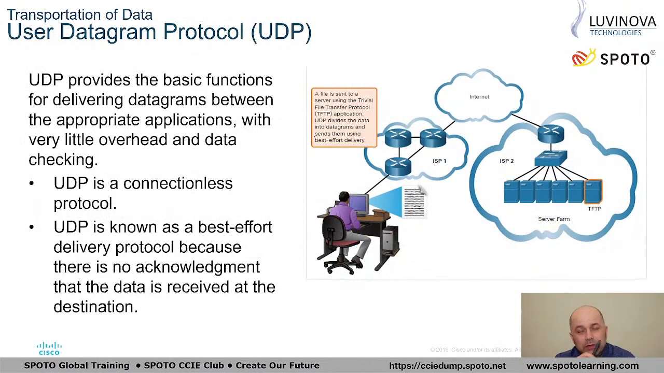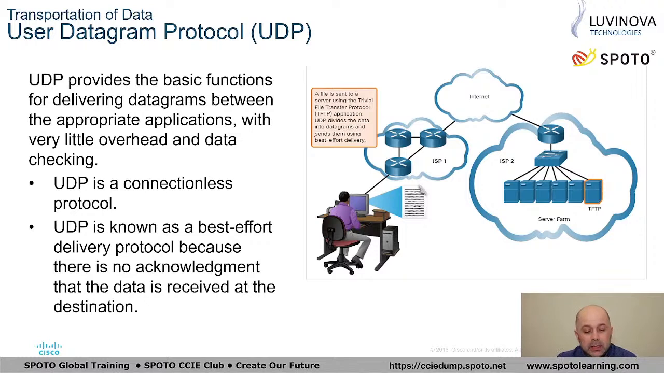User Datagram Protocol, UDP, another important protocol in the transport layer, provides the basic function for delivering datagrams between the appropriate applications, and here, look carefully, with very little overhead and data checking. Very little overhead and data checking basically means there is no reliability. This protocol is not reliable. There is no acknowledgement. There is no checking whether the user datagrams arrive in the right order or not, or whether some sequencing number is missing. That means no reliability.